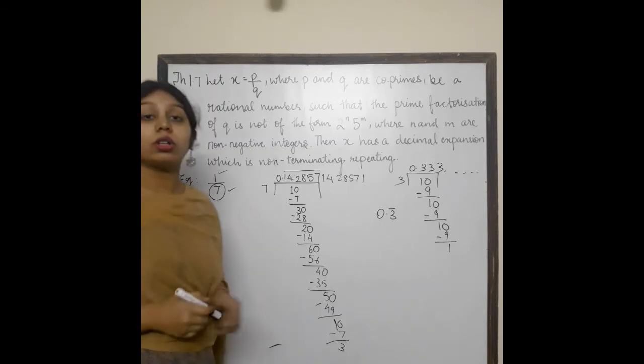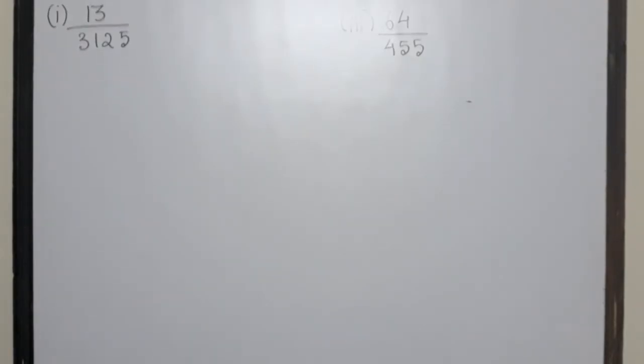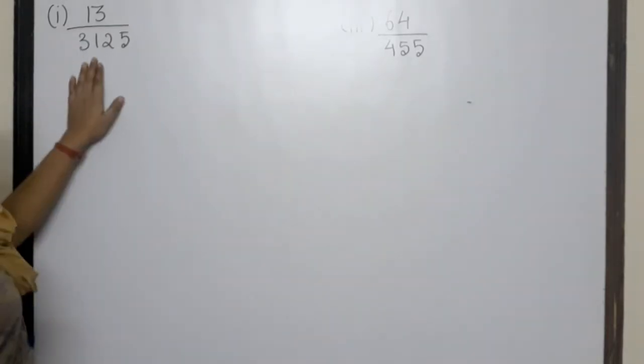Let us move on to the exercise, children. Alright, let us start with exercise 1.4. The question is, without actually performing the long division, state whether the following rational numbers will have a terminating decimal expansion or a non-terminating repeating decimal expansion. For that, we are only going to see about the denominator.